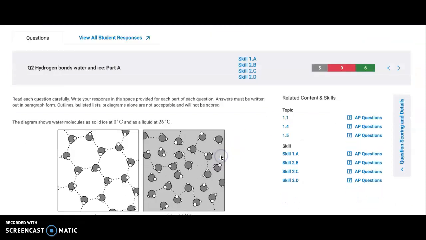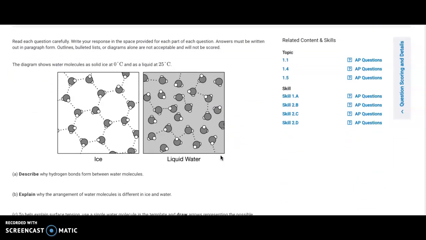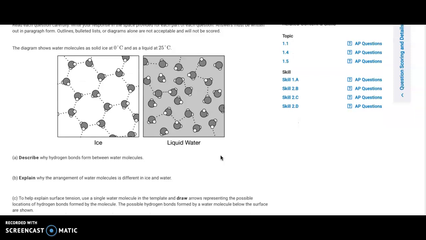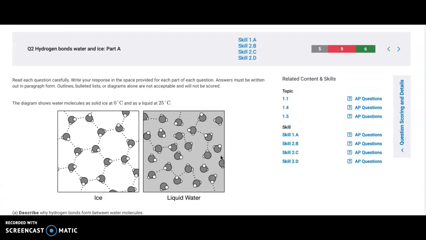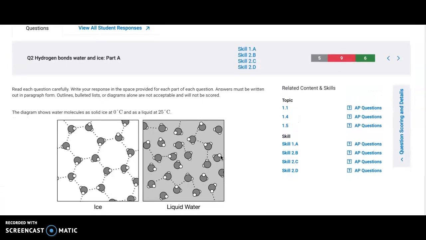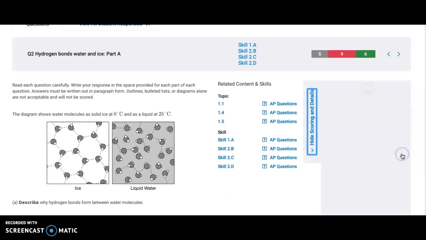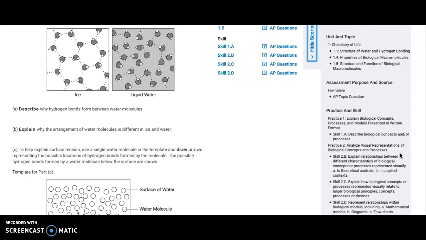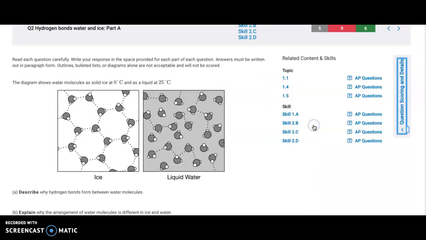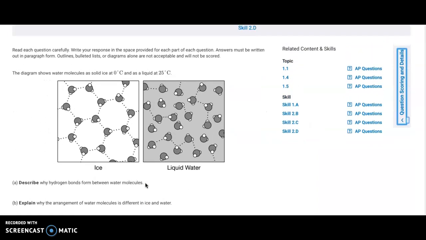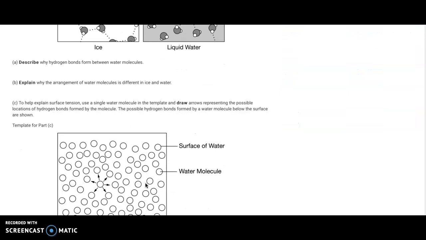Okay, question 2. This one was the written response, and there were 3 parts to it. So the diagram shows water molecules as solid at 0 degrees Celsius and liquid at 25 degrees Celsius, and it asked you to do a few things with that information.